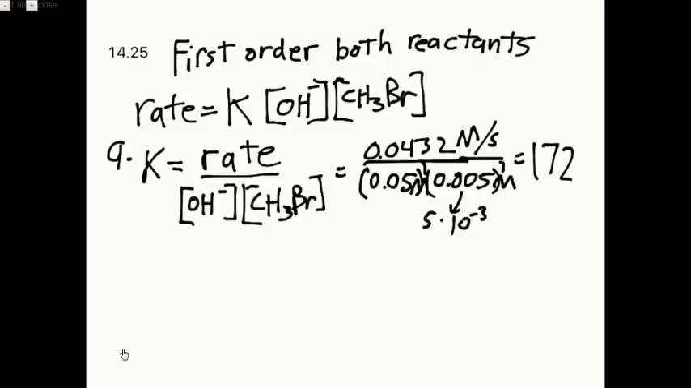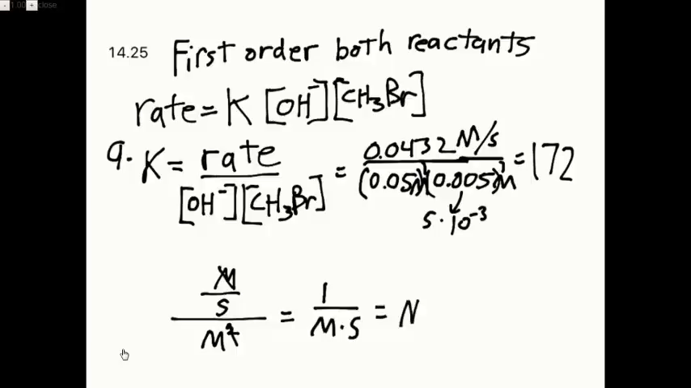So here's what the math on our units looks like. So we got molarity per second divided by molarity squared. We end up with canceling one molarity and end up with one molarity in the denominator. So it should look like this, which we can also write like this. So figuring out the units was part B.